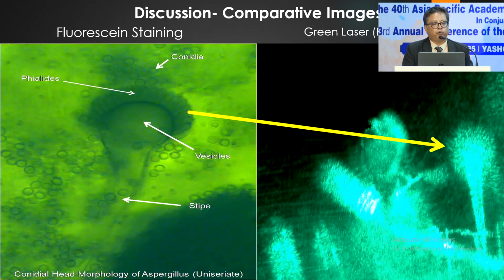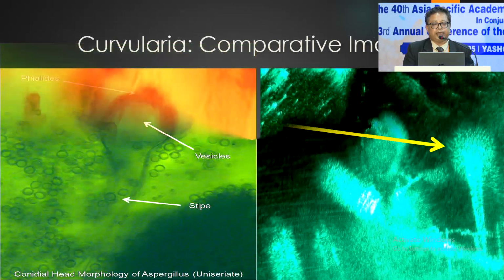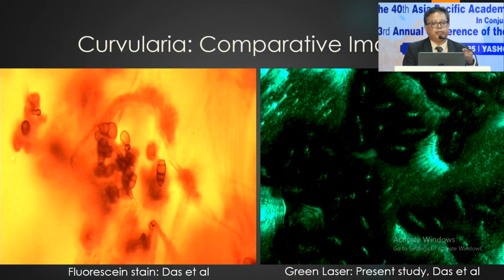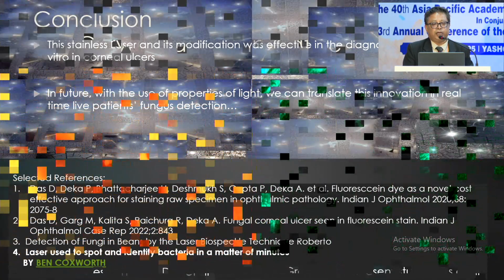Now we see two photographs where our innovative fluorescent stain showed the conidia, phialides, vesicles, and hyphae, and you see on the right-hand side picture, green laser in the present study. All phialides are so nicely picked up by the laser. Again, you see the Curvularia where the fluorescent stain already published showing the conidia, and on the right-hand side green laser was used to pick up the fungus.